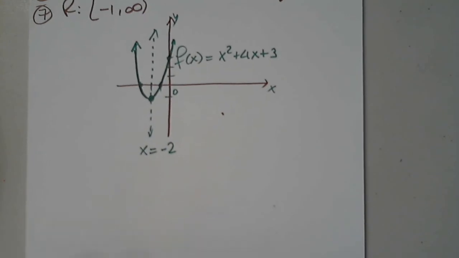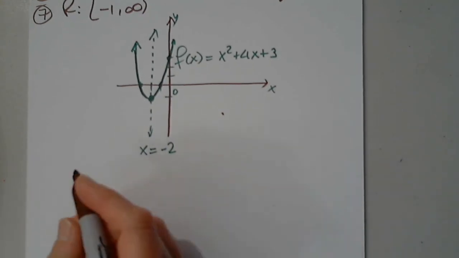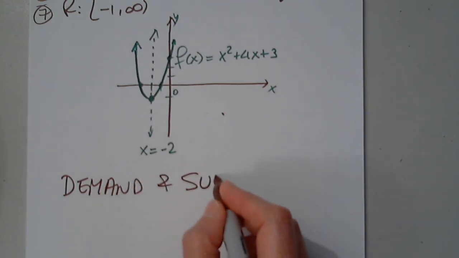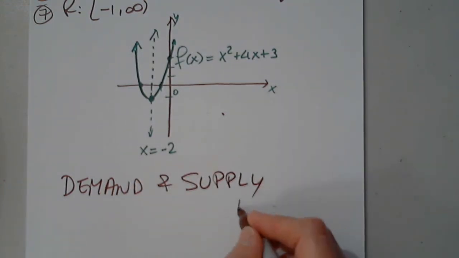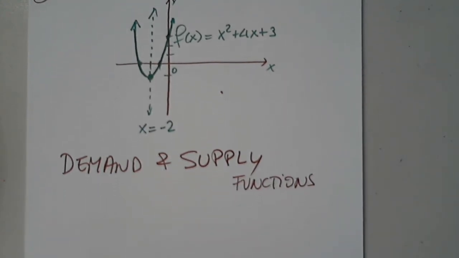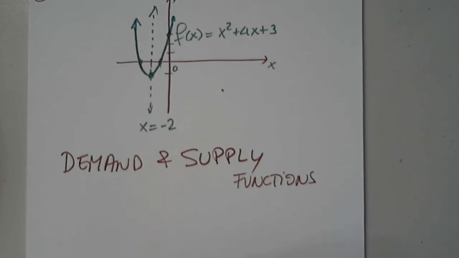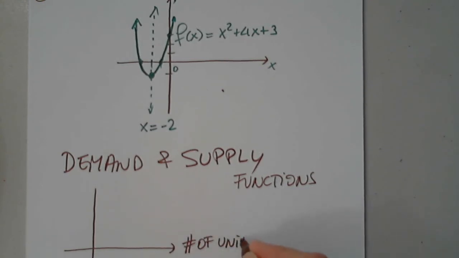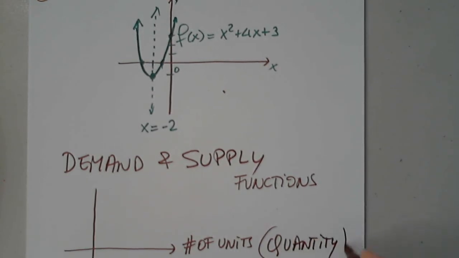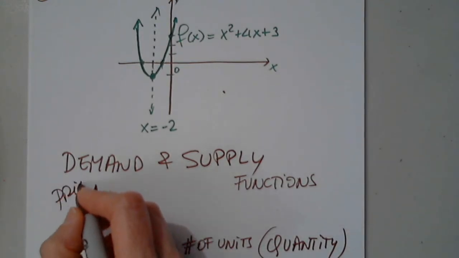Okay, last topic here from chapter R is demand and supply functions. Demand and supply functions. Okay. So the x-axis has number of units, or if you want, quantity. The y-axis has price.